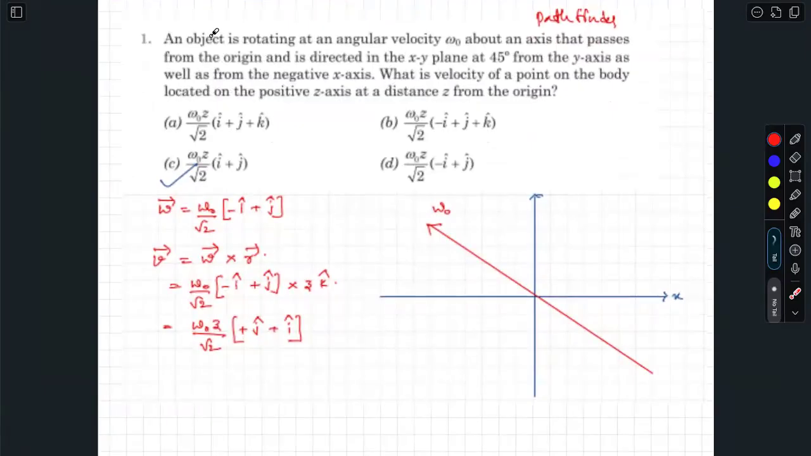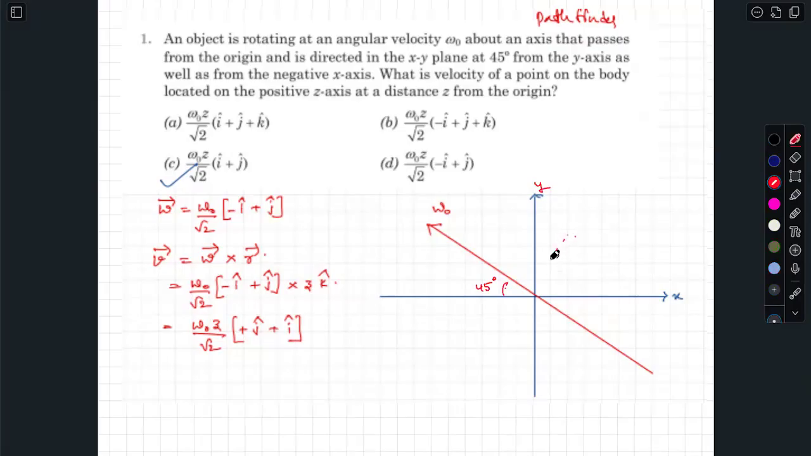You can see an object is rotating at an angular velocity omega. It is a very standard question. If not now, someday you will get this question. Angular velocity omega naught about an axis that passes through the origin and is directed in the XY plane, at 45 degrees. What is the velocity of a point on the body located on the positive z-axis?